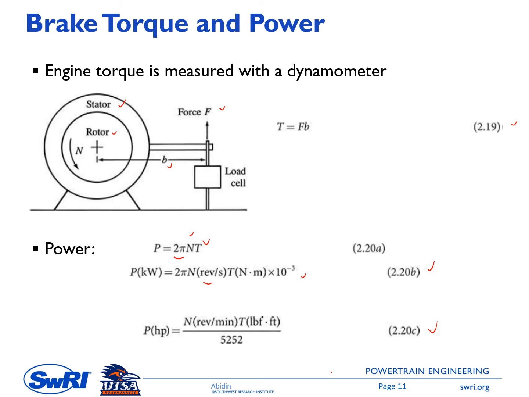And the last equation here is in case you want to get the power in horsepower, HP. So we have engine speed in RPM, and then torque in pound-force times feet, and then divided by 5252. Okay.